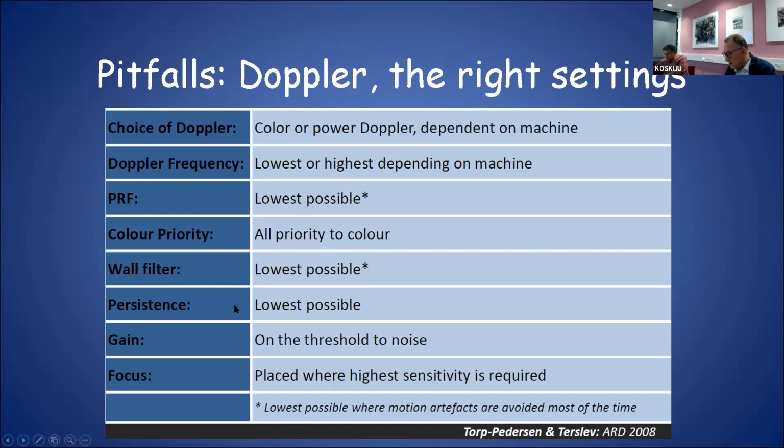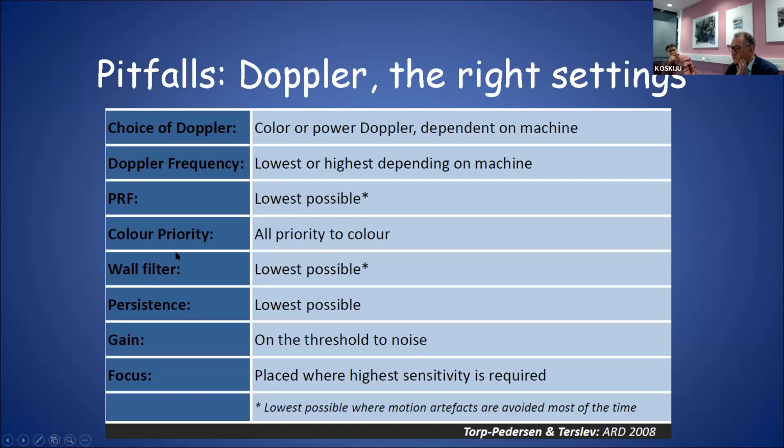Color persistence, how long the color stays there. Well, this is not an obligatory point, but the color gain is very important for the threshold to noise. And focus, very many machines automatically put the focus where you put the color box.